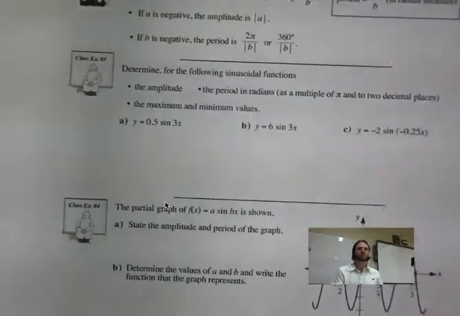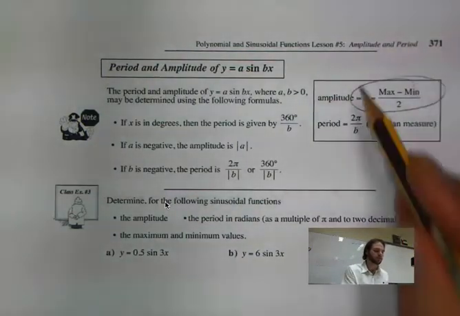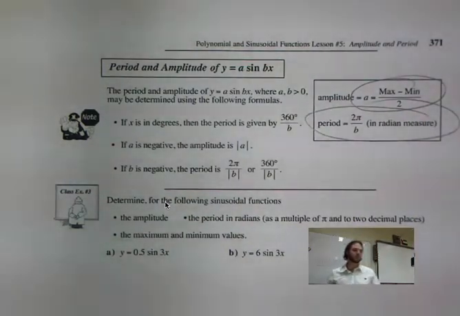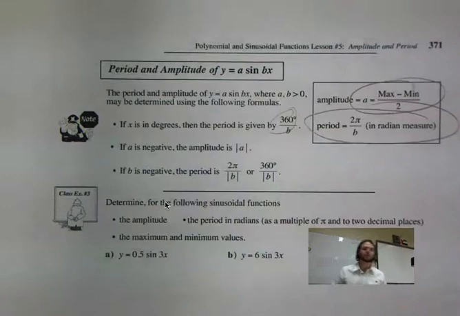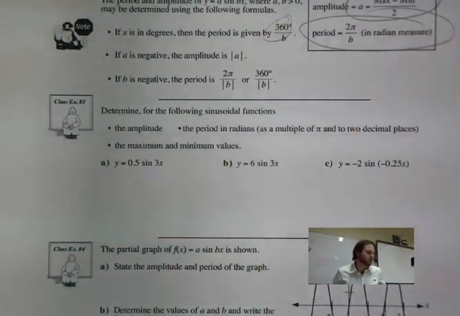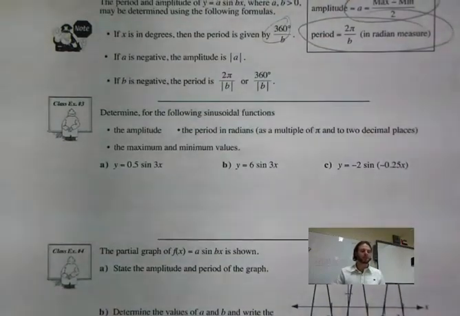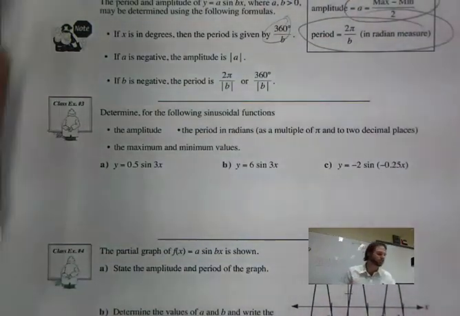We're going to do this first set of class examples here. These are the formulas we were given earlier, and we know that this one, that period is that. Normally the period is done in radians. If it's done in degrees, we use this part here. So here is my first set of questions. It says, determine for the following sinusoidal functions the amplitude, the period in radians as a multiple of pi and in 2 decimals, and the maximum and minimum values. The maximum and minimum are our crest and our trough.